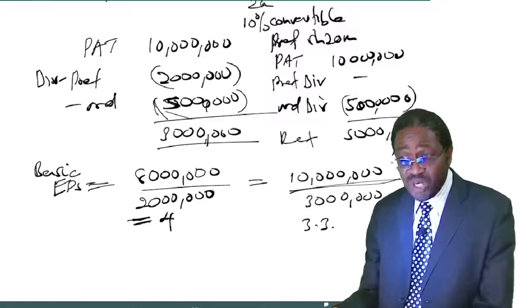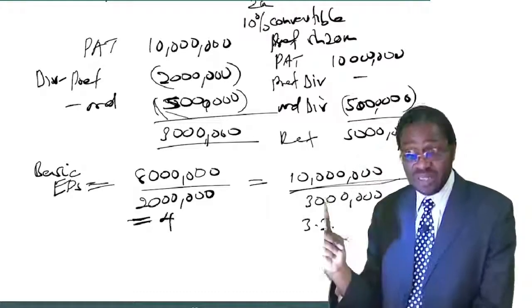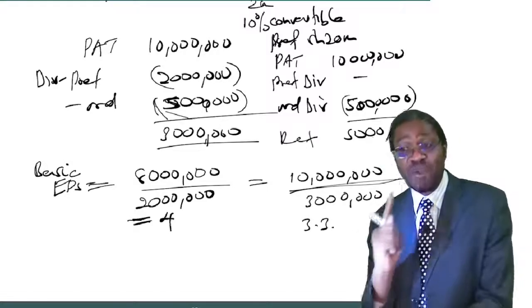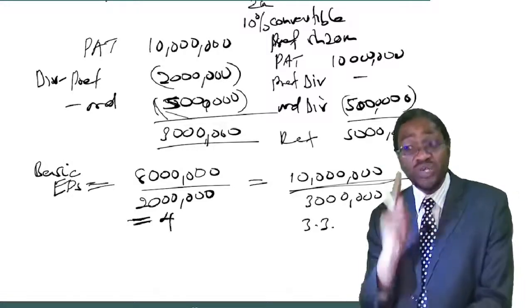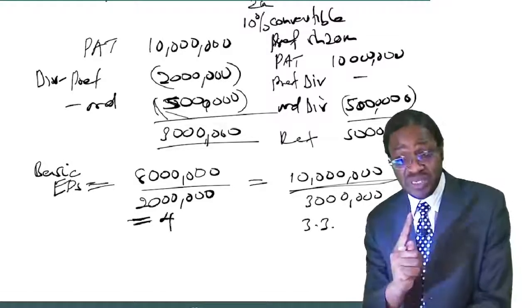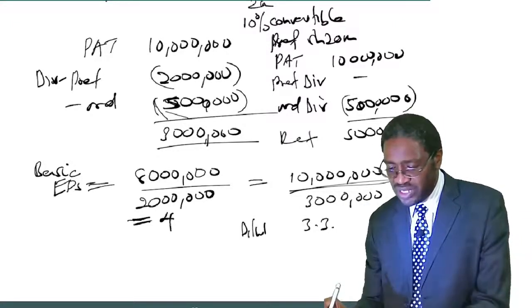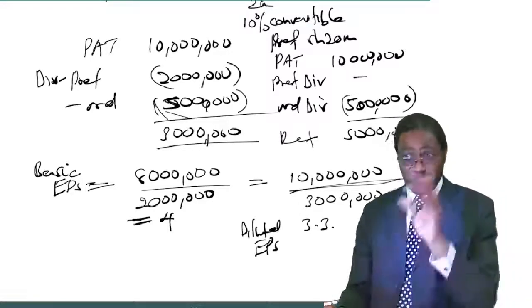So that is what we are calling the diluted EPS. In other words, you have diluted your earnings from 4 shillings, which is the basic, to 3.3. So this is what we are calling diluted EPS. Diluted EPS. So that's what we are saying.